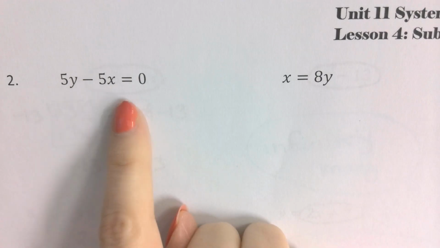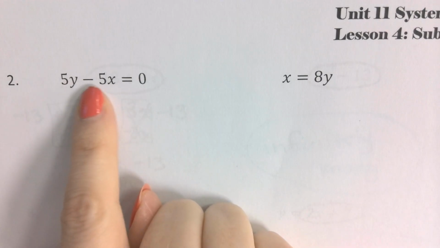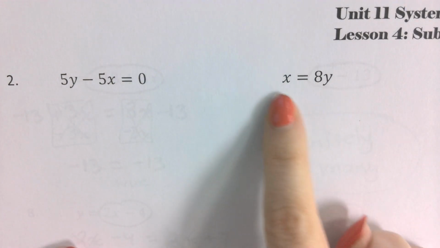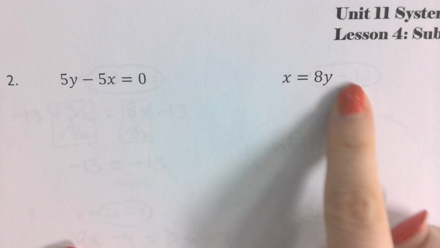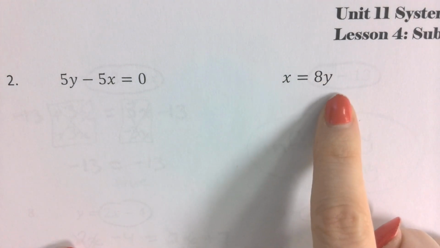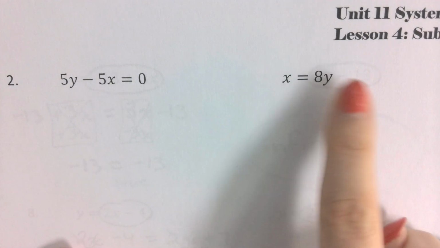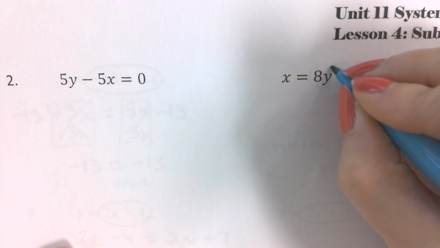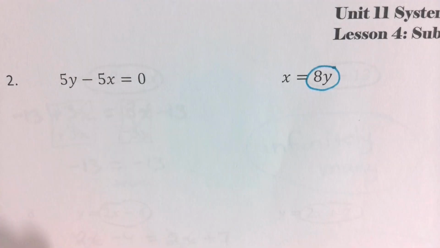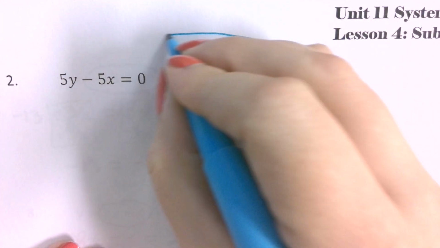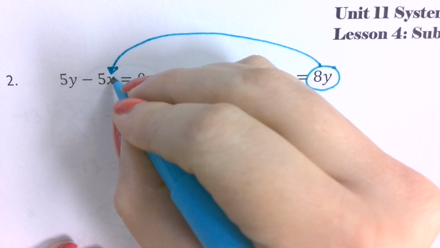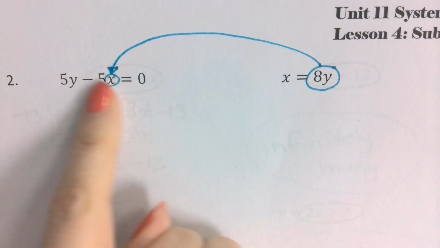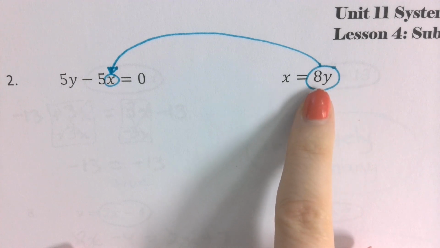All right, so let's take a look at problem number 2. 5y minus 5x is equal to 0. x is equal to 8y. This is our isolated expression. We have x is equal, so this one's different. It's not y anymore, it's x. So I'm going to take this value, this 8y, and substitute it in for where I see the x. I'm going to replace the x on this equation with the term 8y.